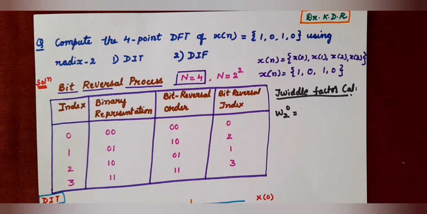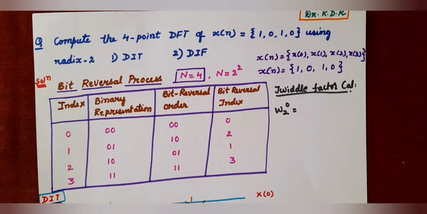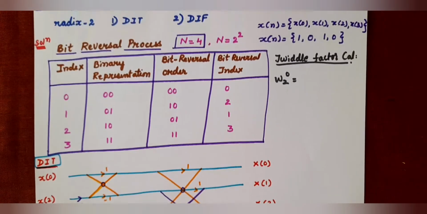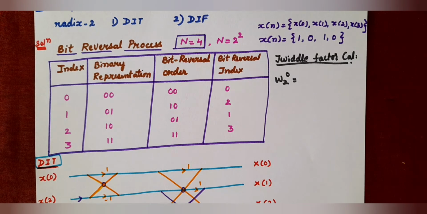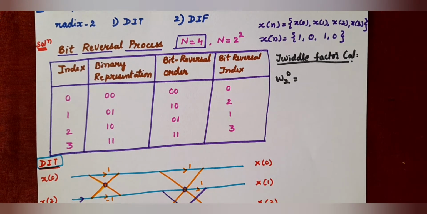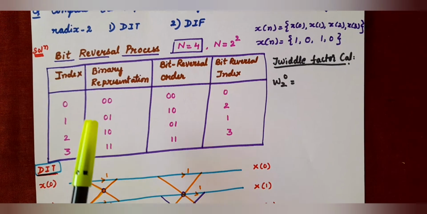So what are the basic steps while solving a DFT using DIT or a DIF? There are basically 4 to 5 basic steps. First is to write the bit reversal table, draw the flow graph of DIT or DIF, and then the twiddle factor calculations. So what is the bit reversal process? Let us start the solution.